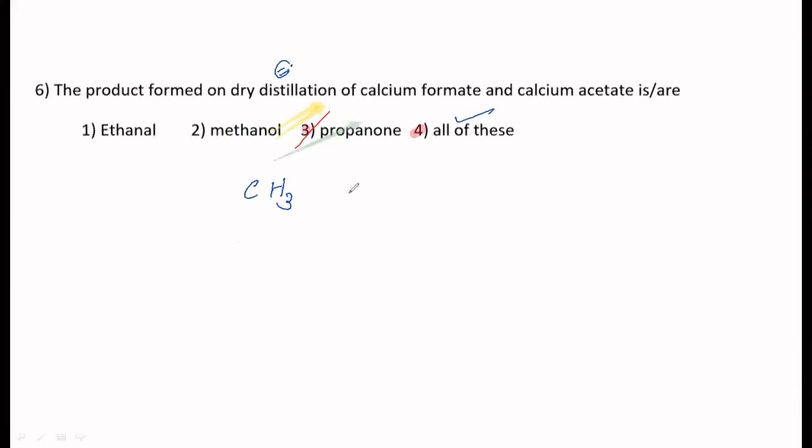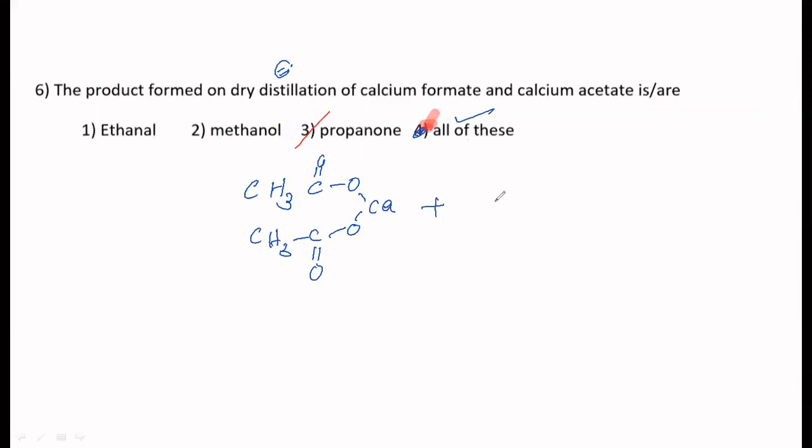Okay. That fourth one is the correct option. That means most of you must have studied this. For the benefit of those who haven't studied this, you have to take the calcium formate and calcium acetate. (CH3COO)2Ca. This is calcium acetate.